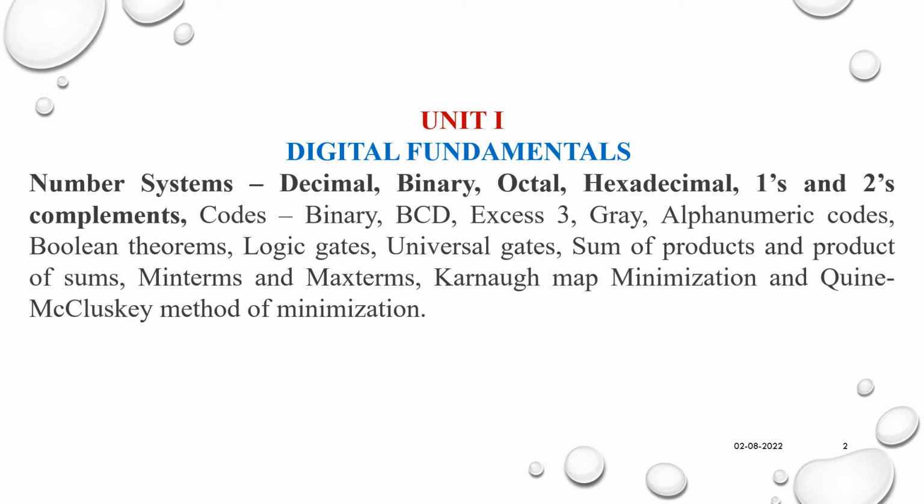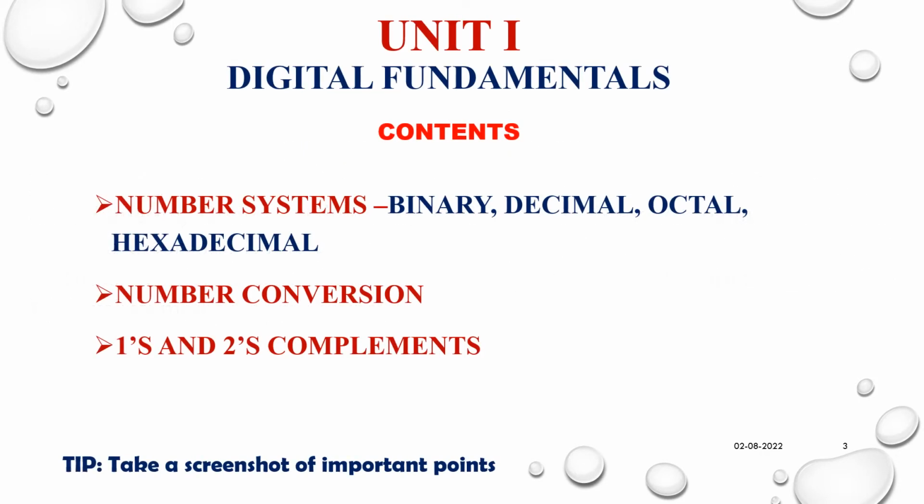In this, we are going to discuss the number system, how to convert from one number to another, and then ones and twos complement. When considering the number system, there are four types: binary, decimal, octal and hexadecimal. Even though binary, octal and hexadecimal exist, the decimal number is very important. It is commonly used in many applications.